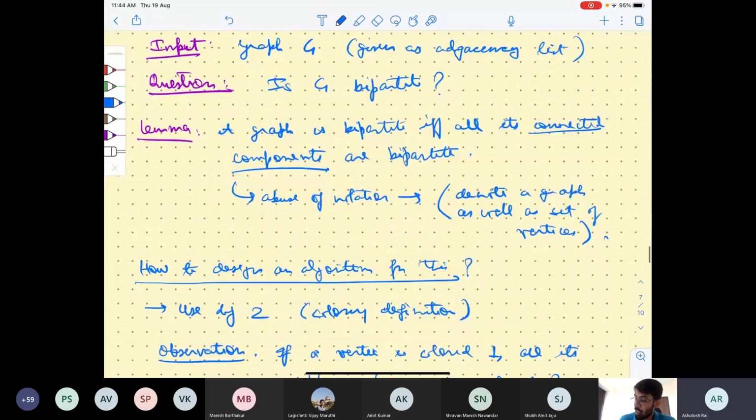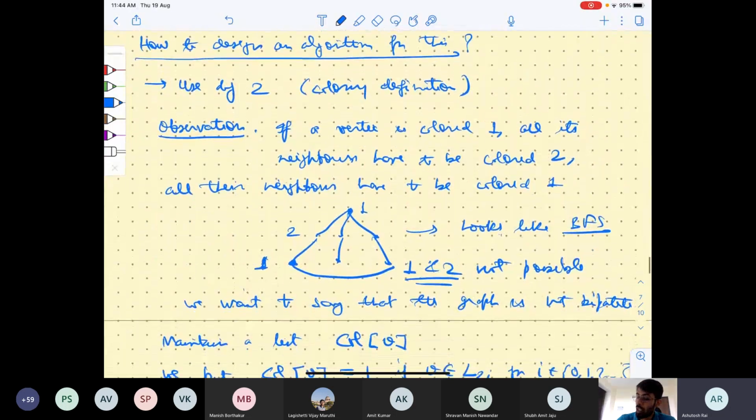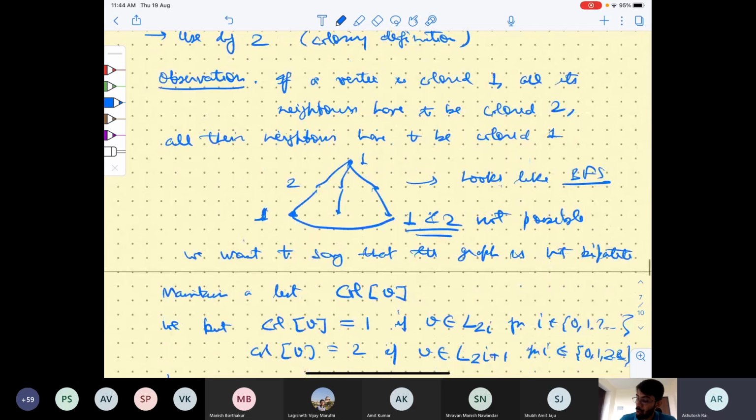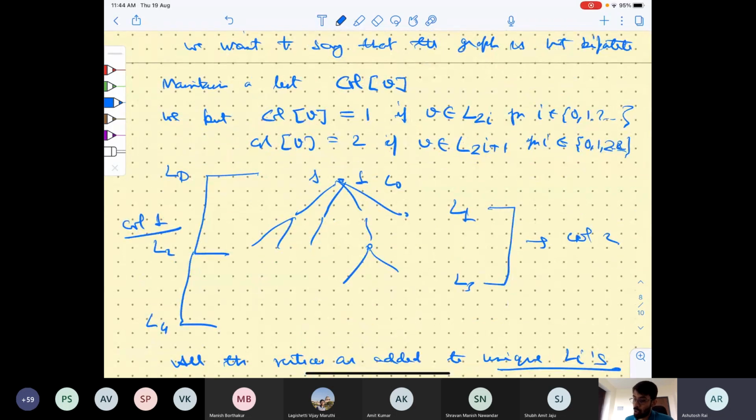For testing bipartiteness, we came up with an algorithm: we start with a vertex and look at all its neighbors. We want to give them the other color. Then we want to look at their neighbors and give them some other color, and so on. This is what we want to continue doing. Then we started with BFS. All the vertices in L0 will get color 1, in L1 color 2, in L2 color 1, and so on. So the even layers would get color 1, and the odd layers will get color 2.